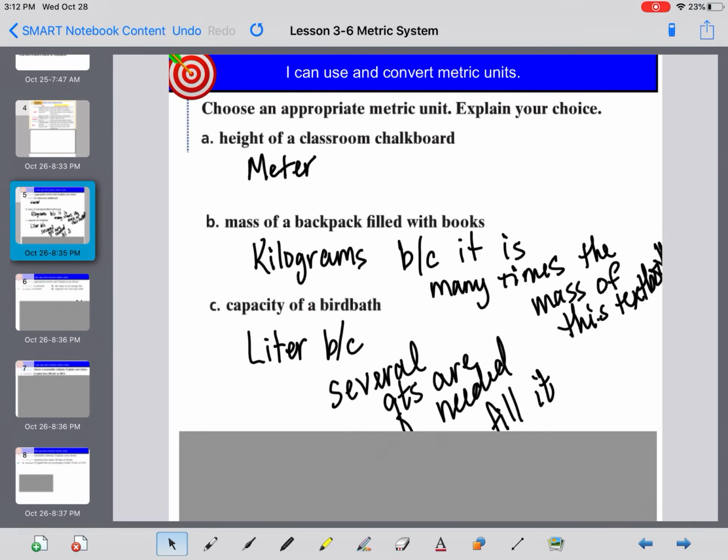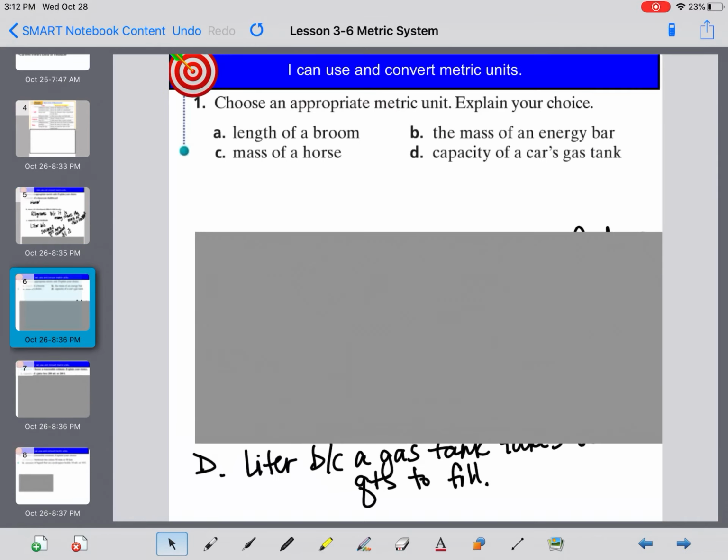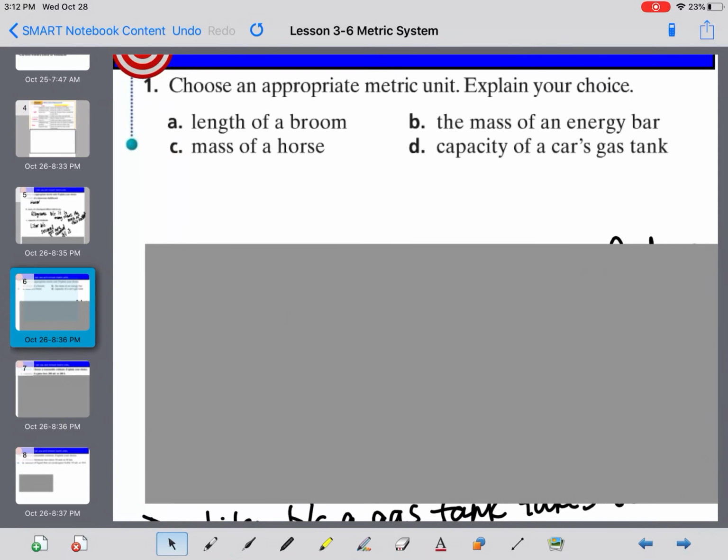Now, if you need more time to write down the notes, please pause the video. Then give these 4 a try. Choose an appropriate metric unit and explain your choice. Then come on back to compare what you got to what I got. Don't just watch for the big reveal of my answers, or you're not going to be doing any of the thinking. You're just going to be writing down the answers. And that's not how we best learn.